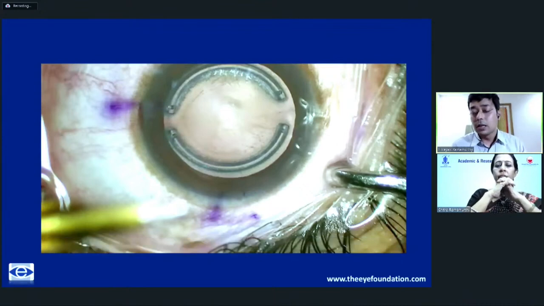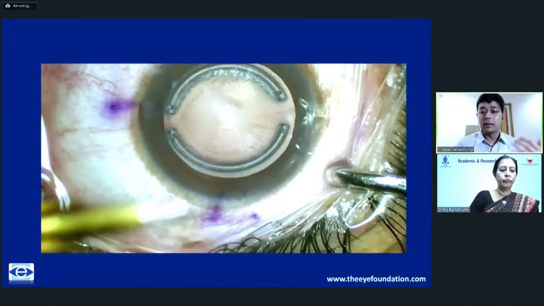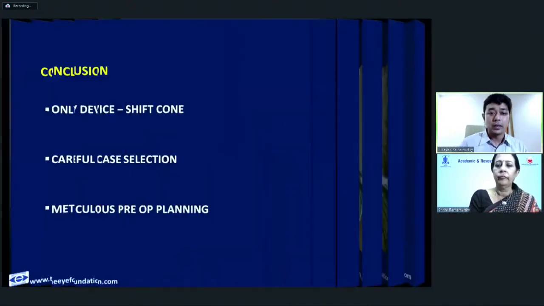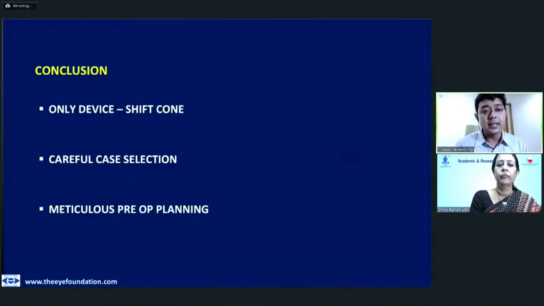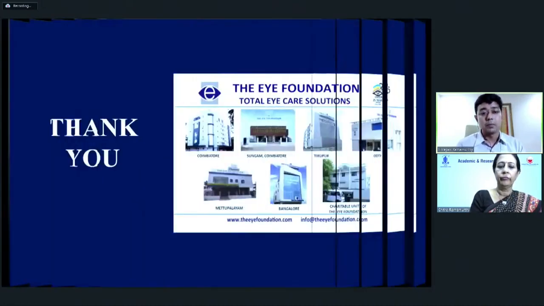But after that also, a toric phakic IOL can be used to debulk the amount of anisometropia that the patient might be having, and thereby improve both their uncorrected as well as best corrected visual acuity. So intracorneal ring segments is the only device which can mechanically shift the cone at this point of time, and careful case selection and good preoperative planning can give optimal results.